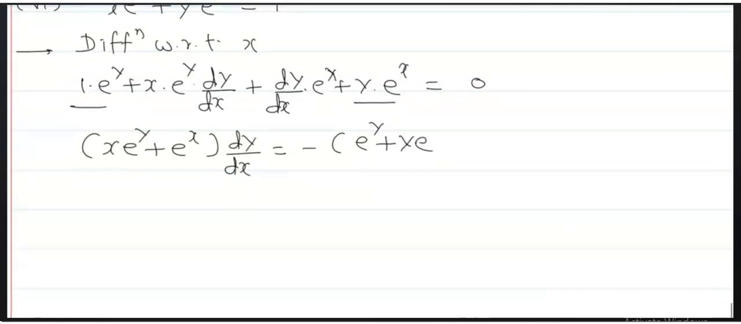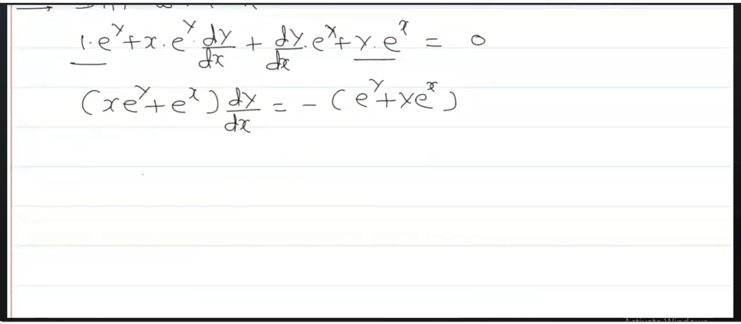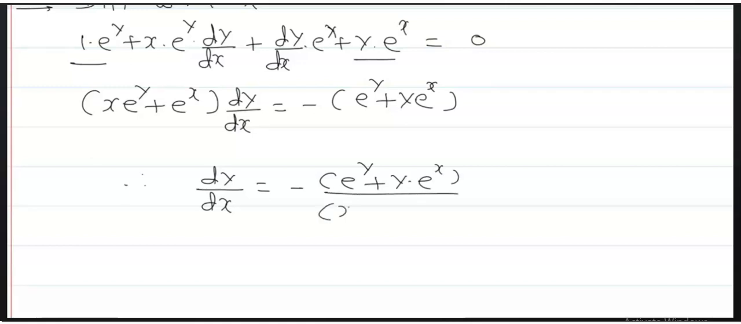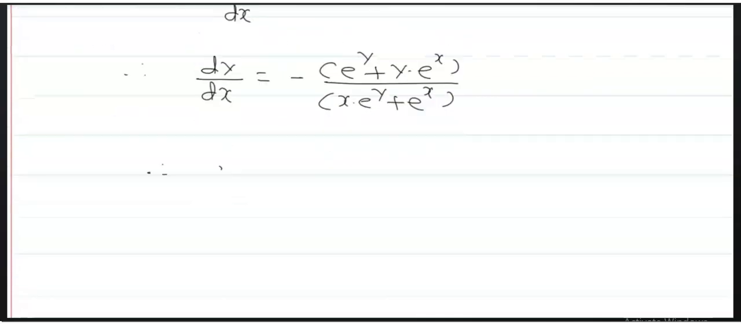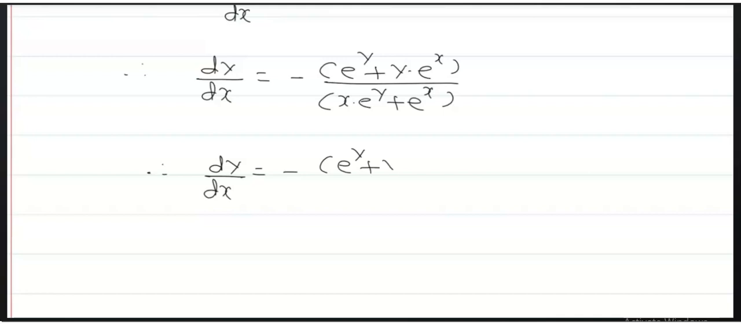plus y into e raised to x. Therefore, dy by dx is equal to minus e raised to y plus y into e raised to x upon x into e raised to y plus e raised to x. This is the answer.